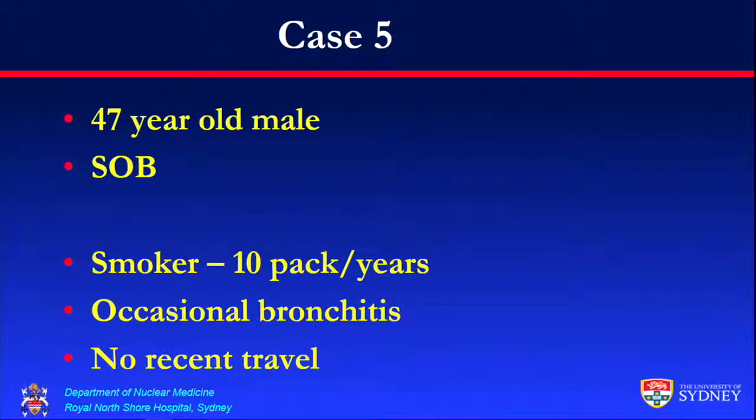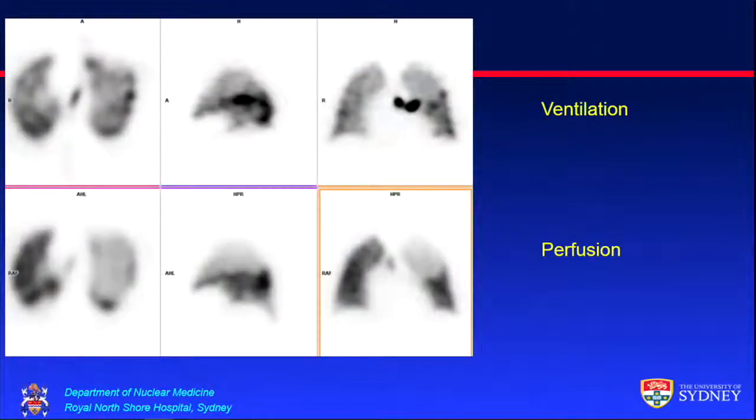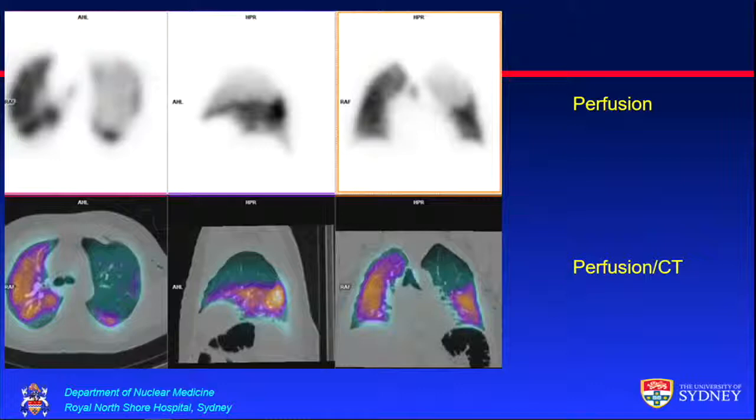This is a 47-year-old male who was short of breath. He was a smoker for 10 years. He had a bit of bronchitis, no recent travel. This is his ventilation on the top, his perfusion scan on the bottom. Have a look at that for a moment, see what you think. So this slice here is through the superior portion of that lung field. Okay. And there's his SPECT CT that goes with it, just to show we do them.